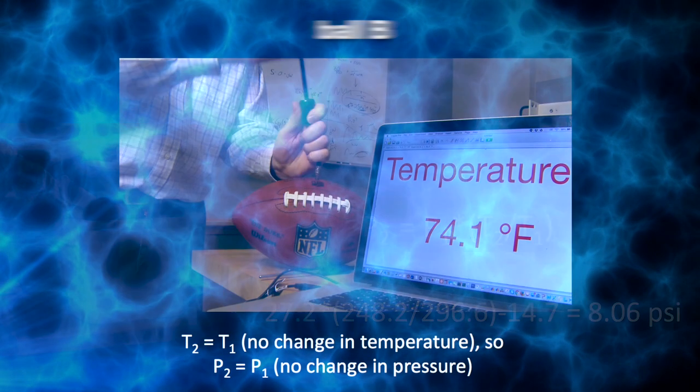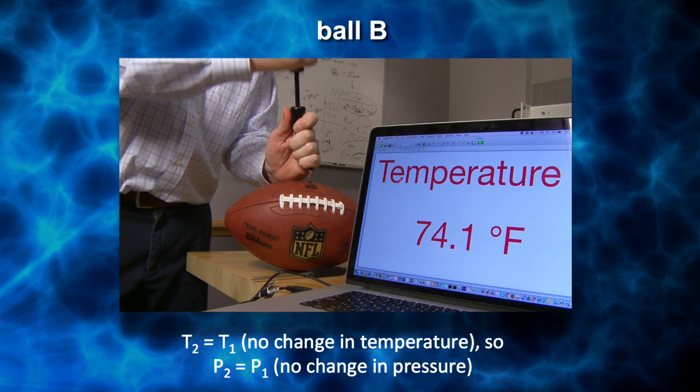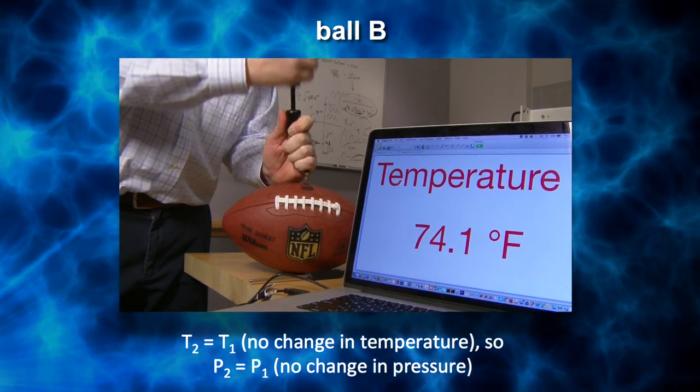For ball B, it stayed the same in the lab at about 74 degrees Fahrenheit, and so we should predict that the pressure should stay the same.